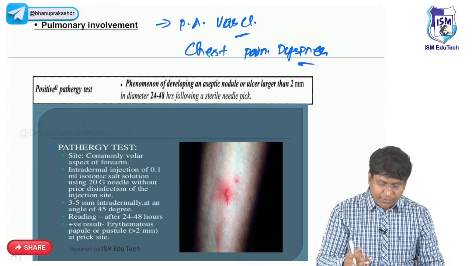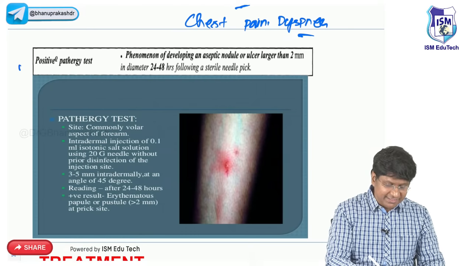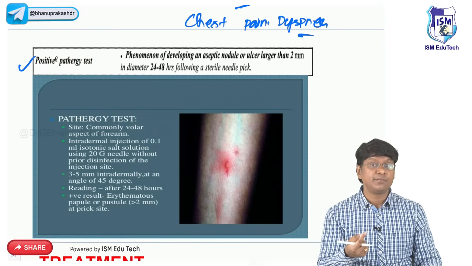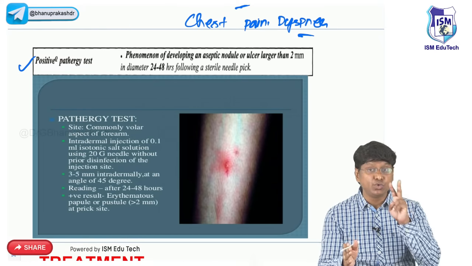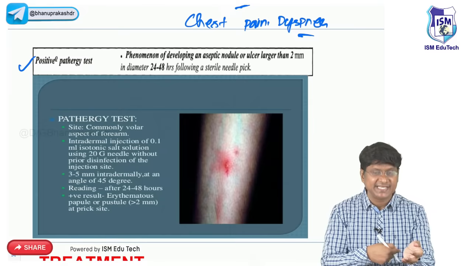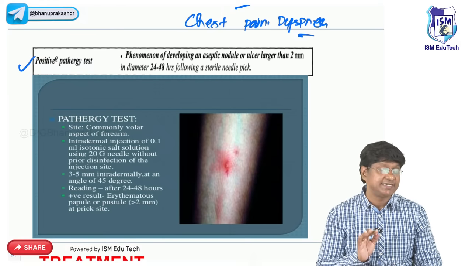Okay, then how do you diagnose this Behçet's? That is by your pathergy test. So the pathergy test will be positive. So what exactly is your pathergy test? It is the phenomenon of developing an aseptic nodule or ulcer larger than 2 mm in diameter 24 to 48 hours following a sterile needle prick. That is called the pathergy test, where your pathergy test will be positive.